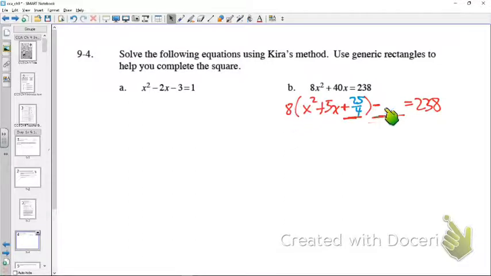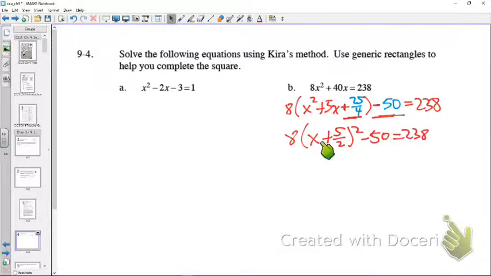So the real value of this zero pair is going to be whatever 8 times 25 over 4 is. I know most of you can do it in your head, but just in case it's a little overwhelming, let's do some mental math here. That's going to be 50. So the real zero pair value is negative 50 because 8 times 25 over 4 is 50, so we have to subtract 50 to maintain 0. All right, so let's complete the rest of this problem. We've got 8 times the quantity x plus 5 over 2 squared minus 50 equals 238.